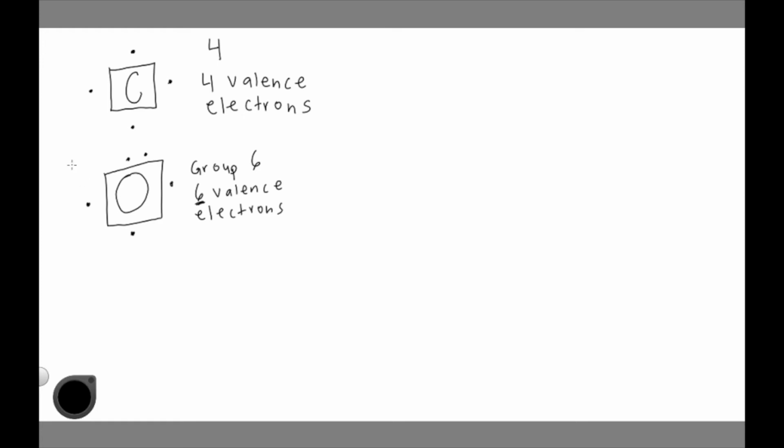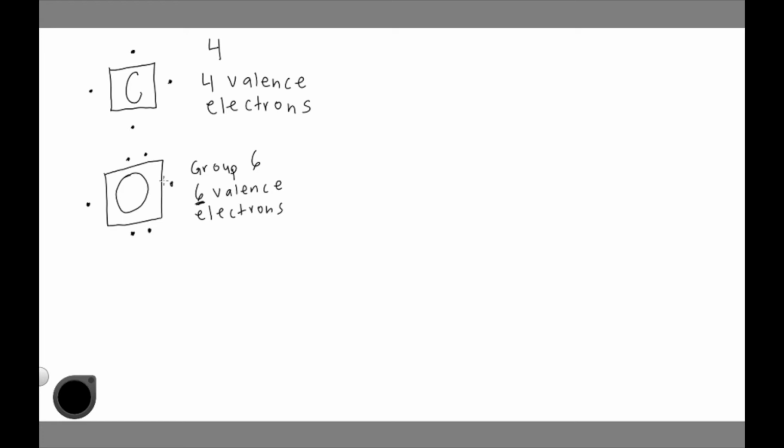It doesn't really matter where you place the electrons, or I guess I should say, it doesn't really matter in which order you place the electrons, as long as you go one dot at a time and one side at a time.